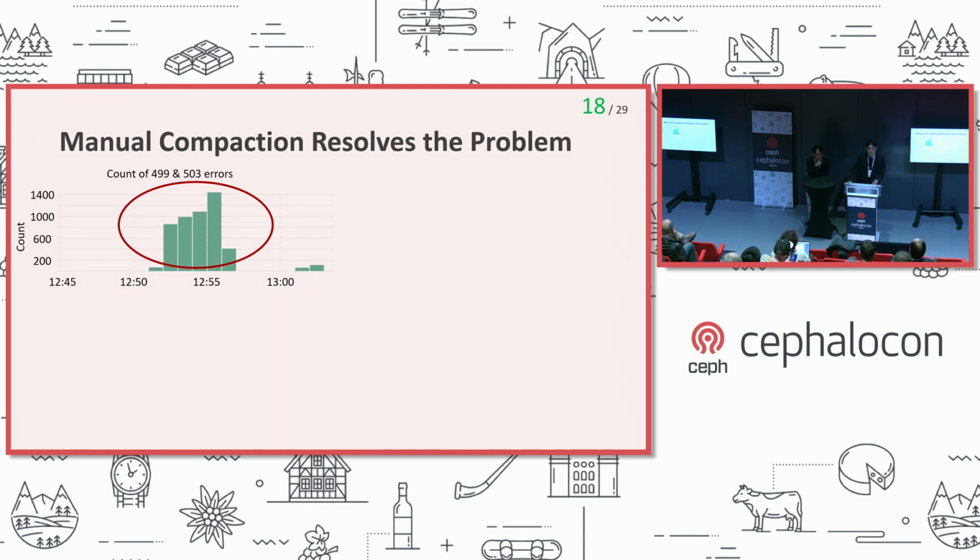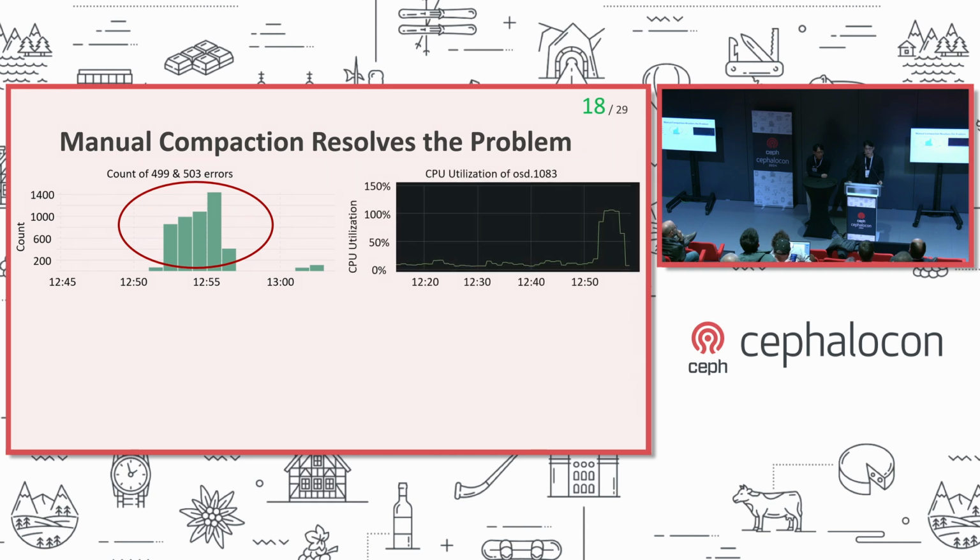Yeah. Thank you. I'll continue the presentation. To address the tombstone issue, we performed manual compaction on the OSDs. This graph represents the number of HTTP 499 and 503 errors over time. At the same time, we observed CPU usage, which, as previously mentioned, exceeded 100% on certain OSDs.